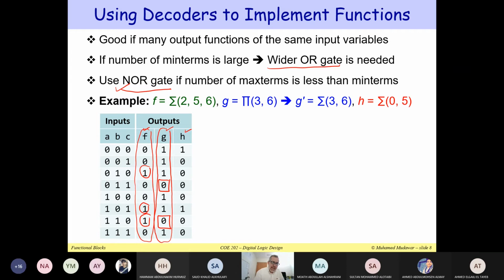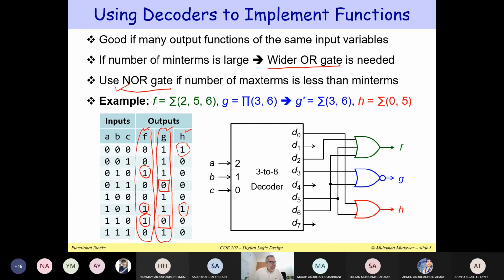In the case of the function H, you only have 2 ones, so a 2-input OR gate will be sufficient. So now we can draw the circuit like this. This will be a 3 to 8 decoder. Notice that the inputs here are A, B, C. These are connected to inputs 2, 1, and 0. So A here is the most significant bit. It's actually bit 2. So A, B, C can be from 0, 0, 0 to 1, 1, 1.